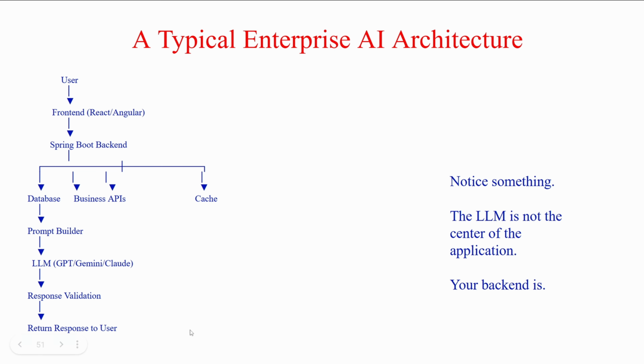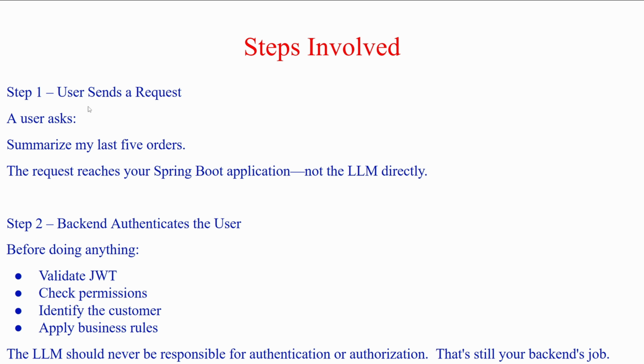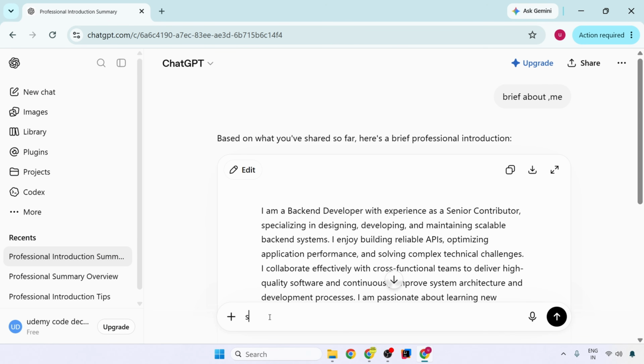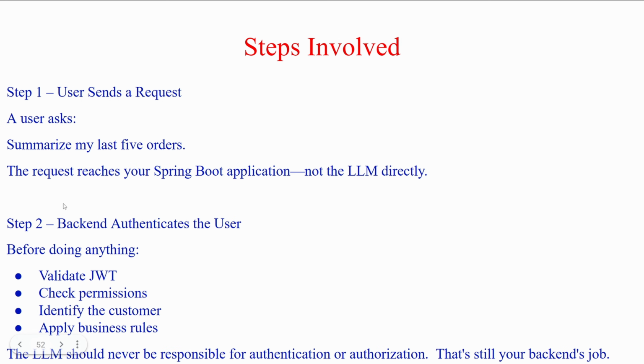So notice something, your model or LLM is not the center of your application, but rather your backend is. So what do you see? The user sends a request and says, like, "Give me a summary of my last 5 orders." So this is a prompt. You have given this prompt to your front end. Now this prompt from your front end does not reach the LLM directly.